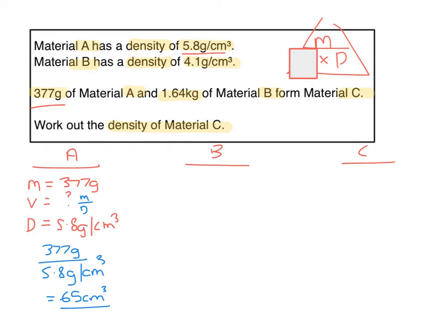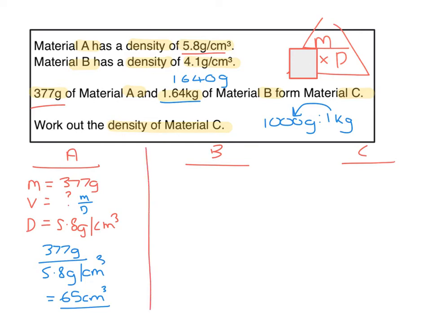I'm then going to be doing, let's have a look at B. Now, the problem with B is that it's in kilograms, so I'm going to change that straight away, and we know that there's 1,000 grams in 1 kilogram. So to get from kilograms to grams, I need to times by 1,000. So 1.64 is going to be 1,640 grams.